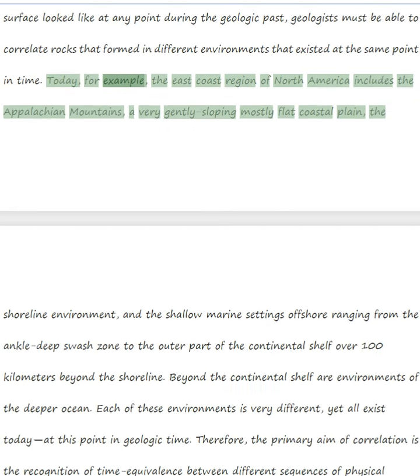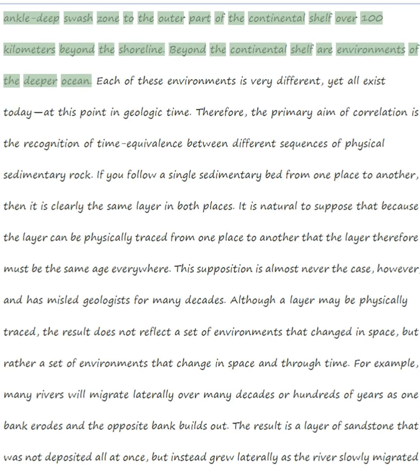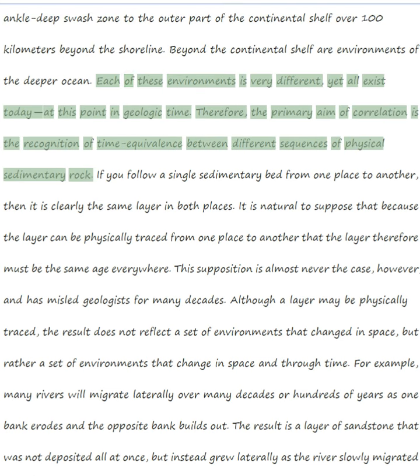Today, for example, the East Coast region of North America includes the Appalachian Mountains, a very gently sloping, mostly flat coastal plain, the shoreline environment, and the shallow marine settings offshore, ranging from the ankle-deep swash zone to the outer part of the continental shelf over 100 kilometers beyond the shoreline. Beyond the continental shelf are environments of the deeper ocean. Each of these environments is very different, yet all exist today, at this point in geologic time.